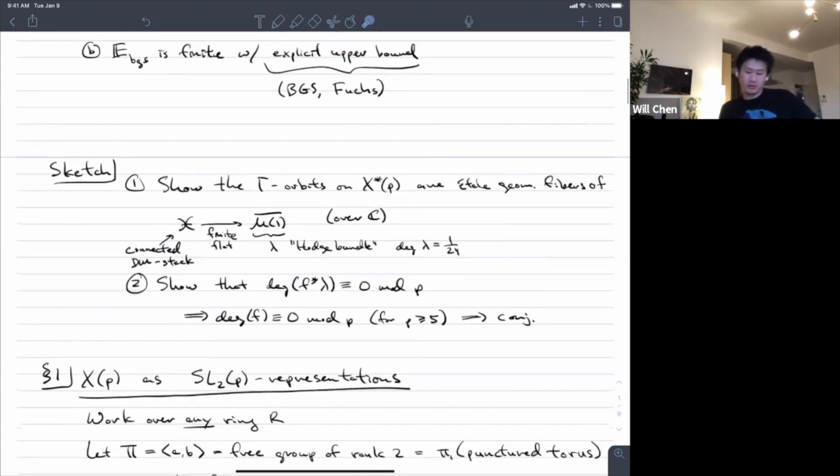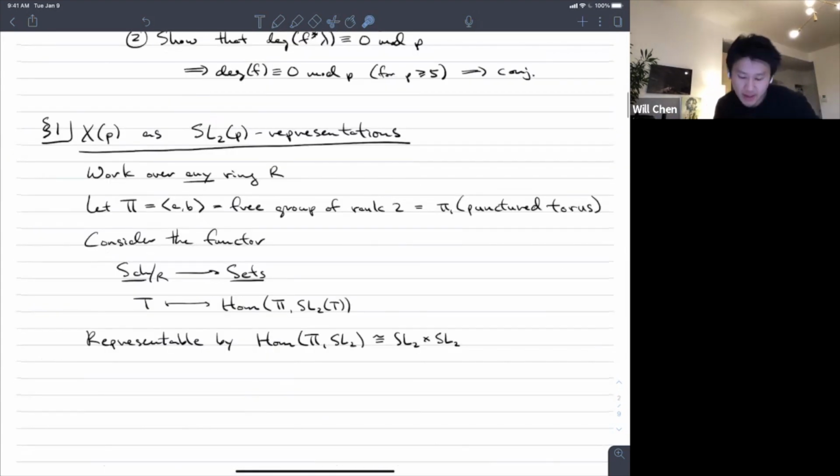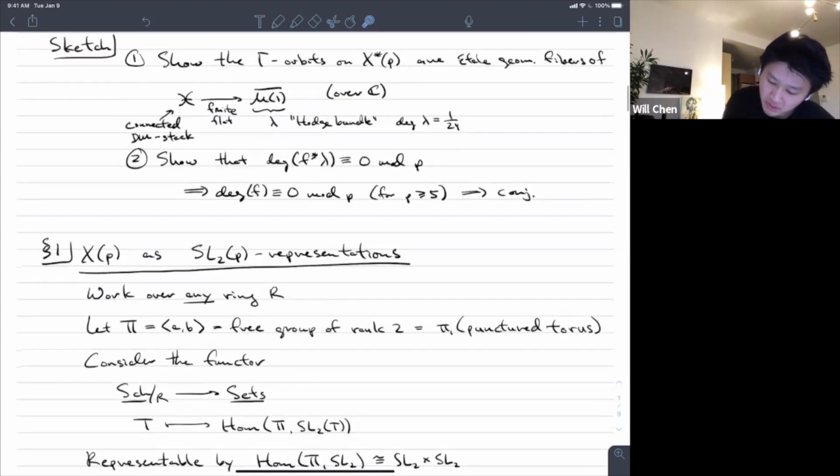So we're going to begin by trying to describe this correspondence between the gamma orbits on the F_p points of the Markov surface and some étale geometric fiber of some natural map of stacks.